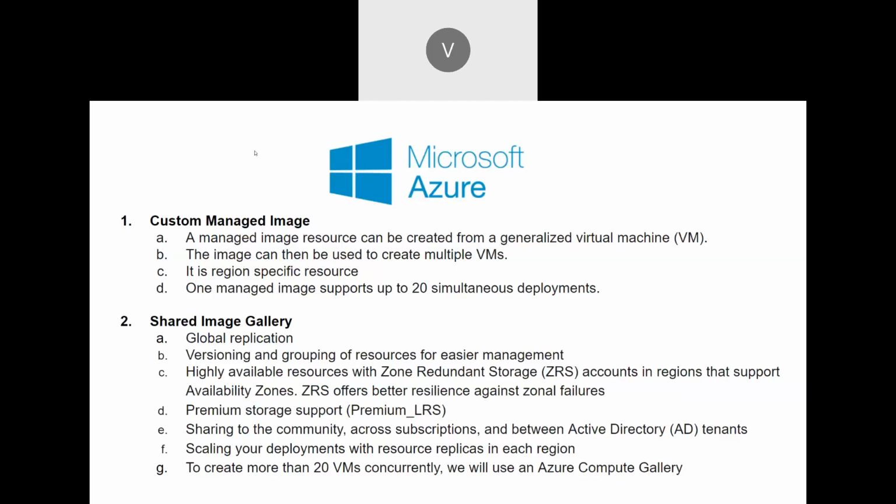But how many VMs can we create? With one managed image, we can simultaneously create 20 VMs. And custom managed images are region specific. That means if you create a VM image in East US, using this East US image you can only create VMs in East US. If you want VMs in West US, similarly you have to have an image in the West US region. That's why custom managed images are region specific.